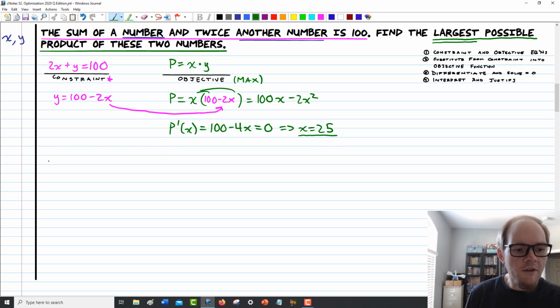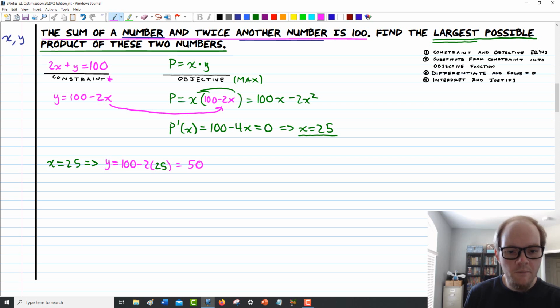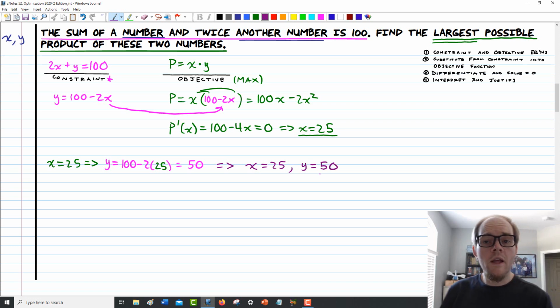So from here, if x is equal to 25, then we can go back into our equation. We'll get that y is equal to 100 minus 2 times 25. And that y value that's going to come out is going to be 50. So what we've just found is that in this maximum situation, at least apparently, x is 25 and y is equal to 50. So those look like our answer.